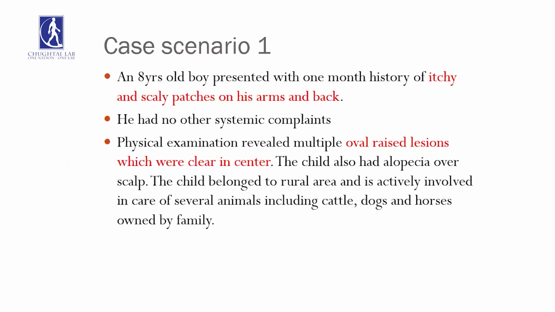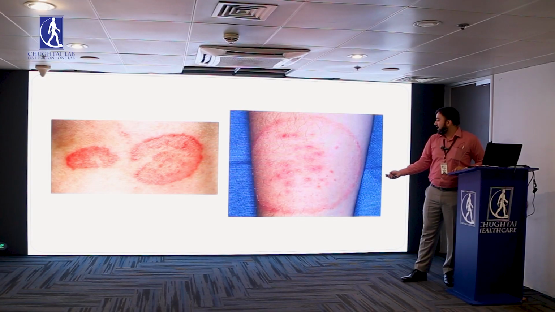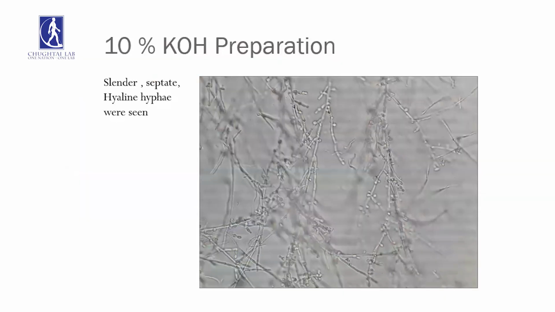And the child lived in a rural area. And he was actively involved in the care of several animals on his farm. And the animals included cattle, dogs, horses, and cats that were owned by the family. So these are the pictures of the lesions over his arm and the body. As you can see, these are red scaly lesions in a circular pattern, and there is slight central clearing in the lesions. So for diagnostic purposes, skin scraping samples were taken and 10% potassium hydroxide preparations were made.